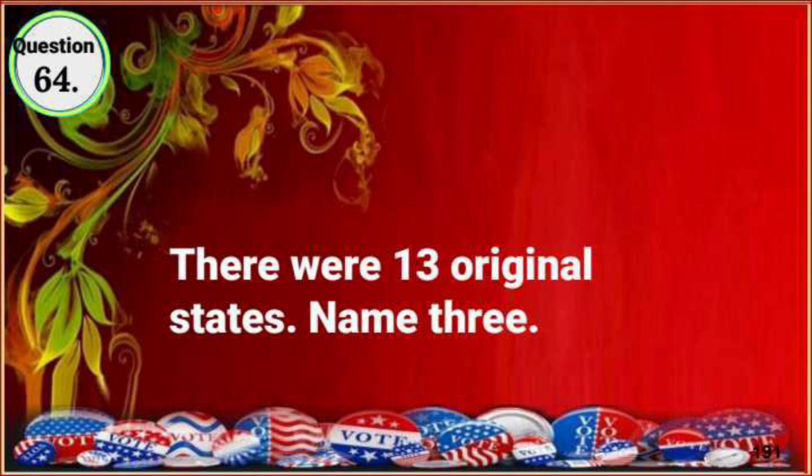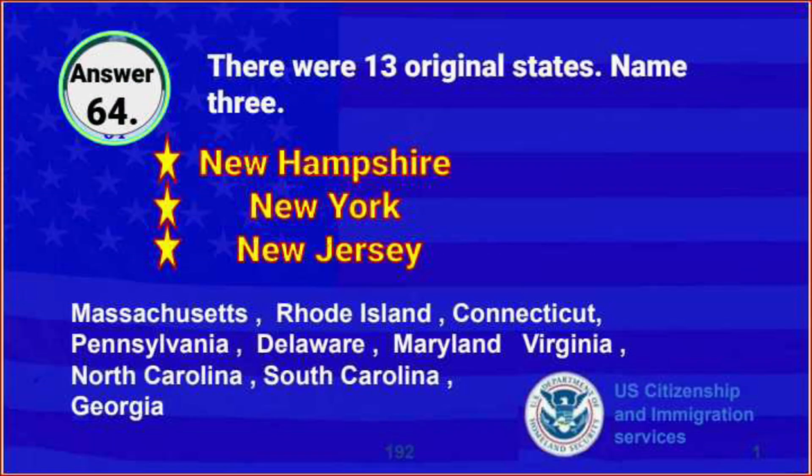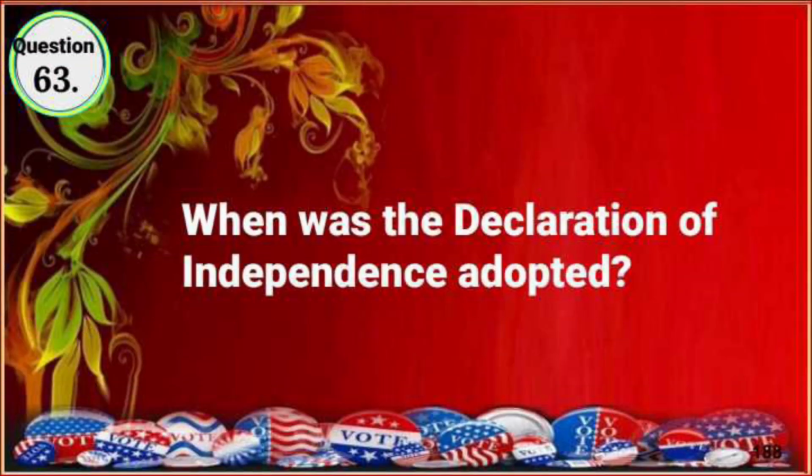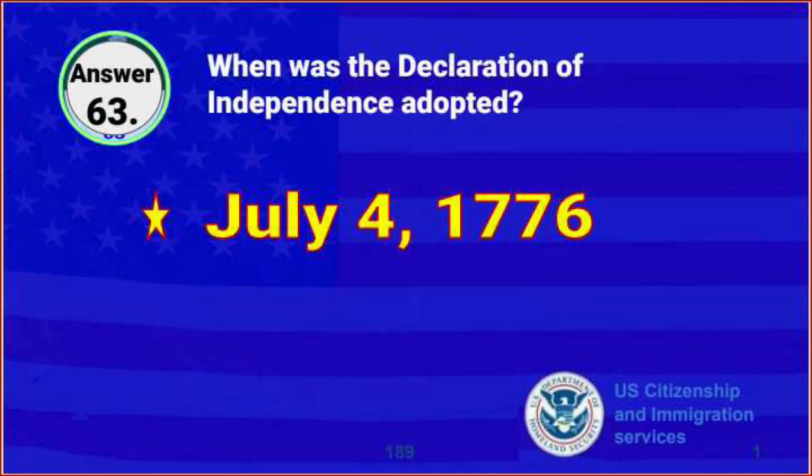There were 13 original states. Name 3. New Hampshire, New York, New Jersey. When was the Declaration of Independence adopted? July 4th, 1776.